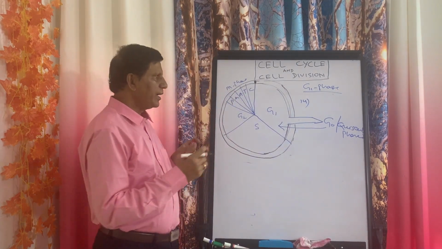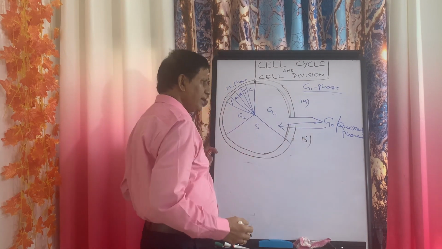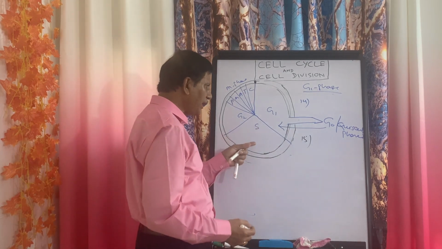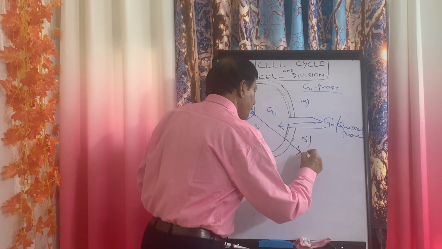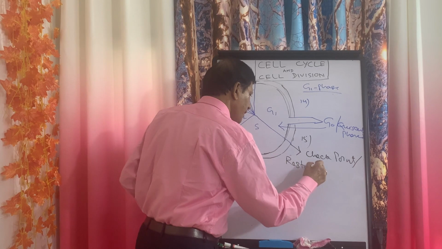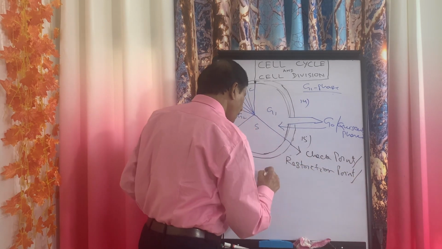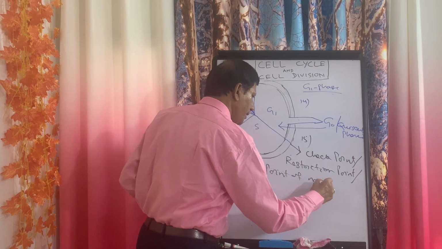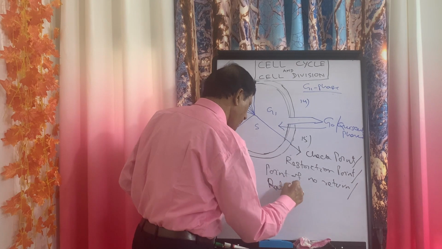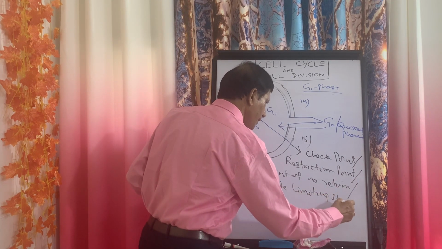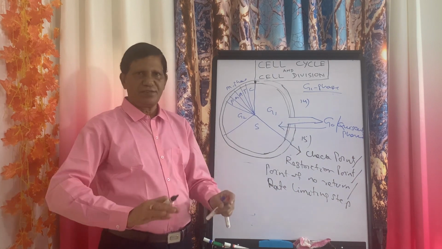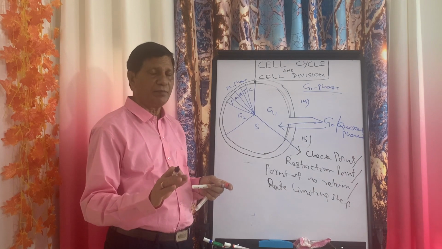then what will happen? If it decides to divide, that means from G1 stage it will go to S phase, but not so easily. Before entering that point, it will face one checkpoint, which is known as restriction point, or you can call it point of no return, or rate limiting step. That means before it enters S phase from G1, everything is to be checked. There are different checkpoints. We'll discuss it separately because that is very, very important.